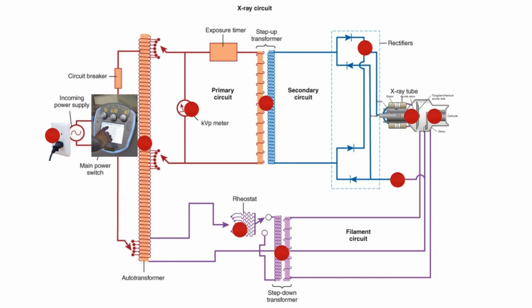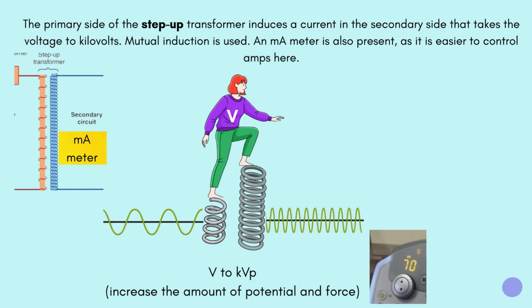If you click on this red button, it'll take you here. Now the primary side, which is this orange, this first side over here, of the step up transformer induces a current with those flux lines that we've been seeing. I didn't put them on here, but imagine those flux lines again. So this primary side will induce a current in the secondary side over here, indicated by the blue, that takes the voltage to kilovolts. So we're moving from voltage to kilovolts.